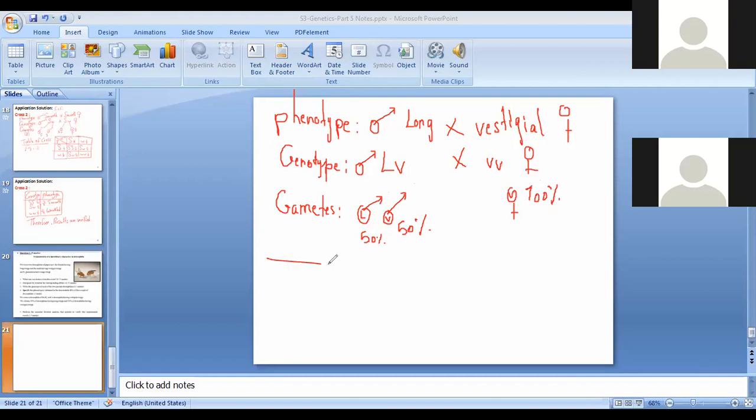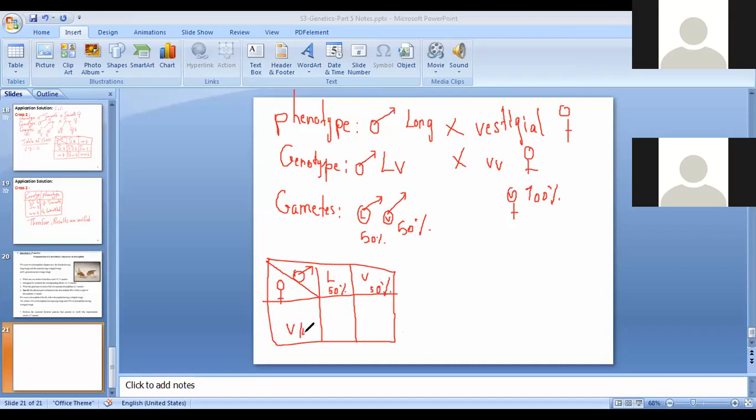Moving now to the table of cross. Sure, you have to draw it using a pencil and a ruler. Here we divide it into male and female. The male has L, 50%, and V, 50%. The female has only one type of gamete, V, 100%. So L crossed with V is LV: 50 times 100 divided by 100, so it's 50%. And V times V is VV, also 50%.